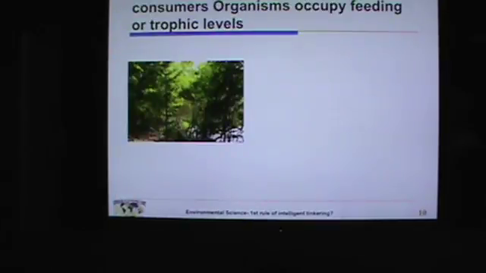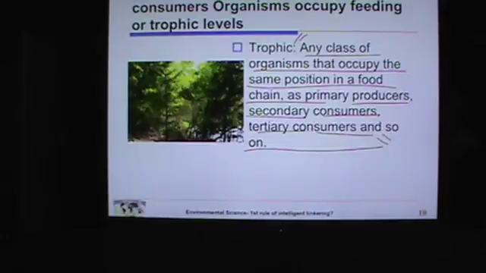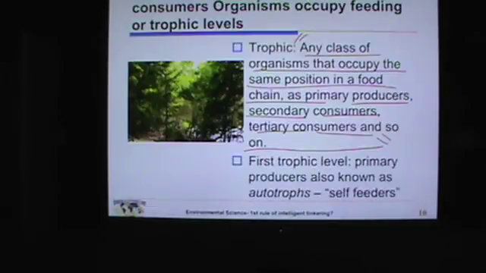So, ecosystem function, classifying consumers: organisms occupy feeding or trophic levels. It's a nice picture of a pond there. Trophic, note the quotes: any class of organisms that occupy the same position in a food chain as primary producers, secondary consumers, tertiary consumers, and so on. The first trophic level, the bottom trophic level, the primary trophic level is illustrated by these trees here in this image, and if you can see the pond, there's plenty of algae in the pond.